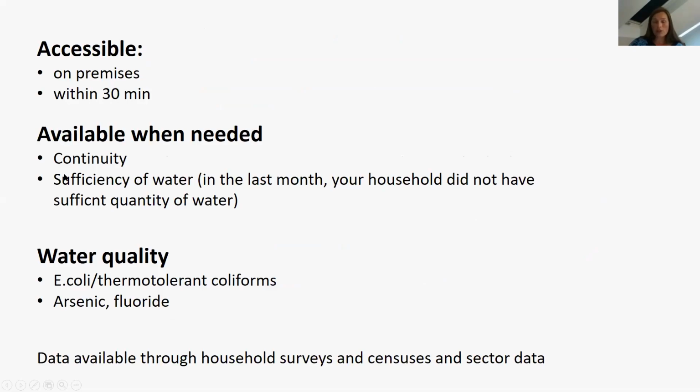So when we think about availability when needed, we talk about continuity, sufficiency of water. So the question here will be to ask, if you get the collected data in the last month, whether your household did not have sufficient quantity of water. So how many days did it not have it? Or we also think about the water quality, which means that the water should be free of threats to human health. In this case, the level of E. coli is defined as 0 CFU per 100 milliliter, as well as the water should be free of priority chemicals, for example, arsenic or fluoride. And the data to collect this is available normally through household surveys and census and other sector data, which is there.